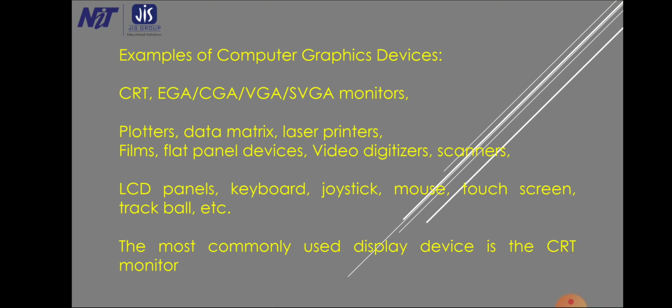The CRT, cathode ray tube, as they are called. Then we have the EGA, CGA, VGA or SVGA monitor, where EGA stands for enhanced graphics adapter, CGA colored graphics adapter, video graphics adapter VGA and super video graphics adapter SVGA. Plotters, various types of dot matrix displays, flat panel devices, video digitizers, scanners, LCD panels, mouse, touchscreen. So these are various examples of computer graphics devices.